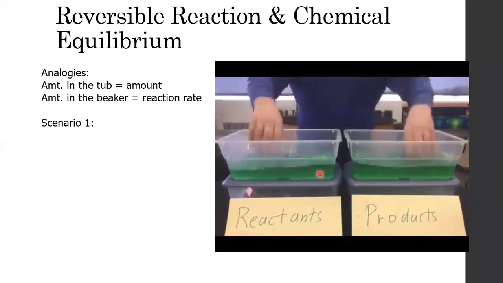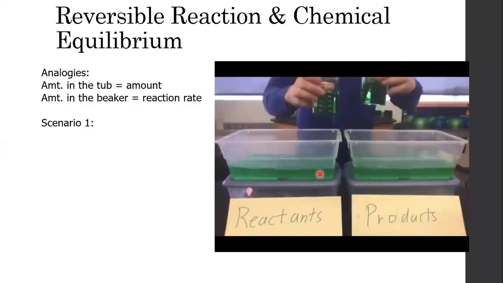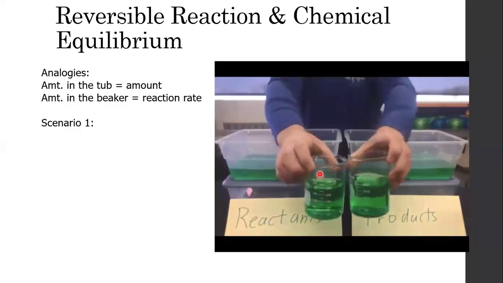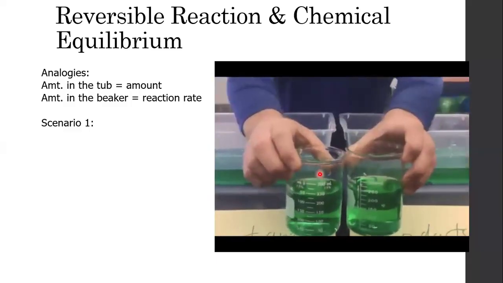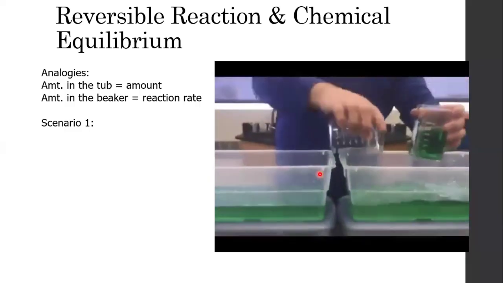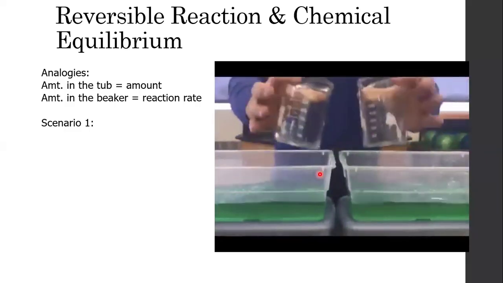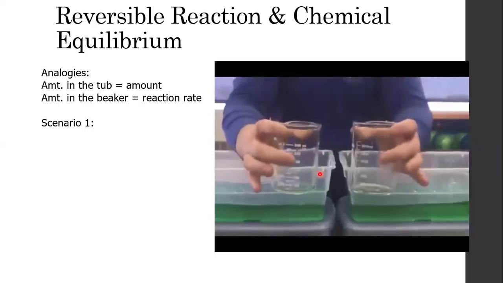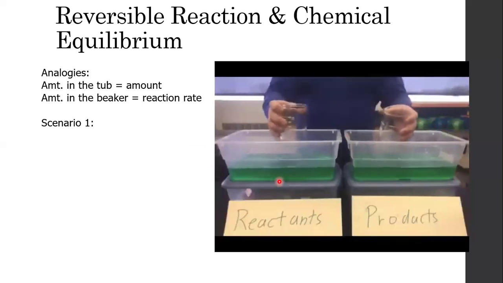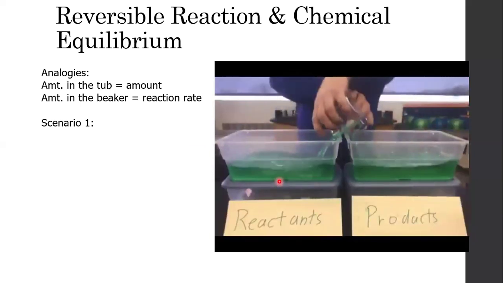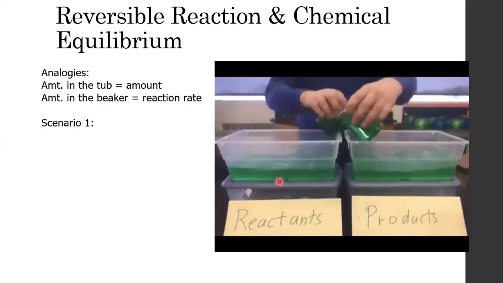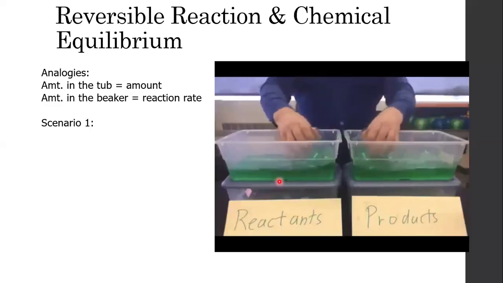up until, okay, let's wait for the close up there. Okay, up until we reach a point when the amounts of water in the beaker are already equal. Okay, so when that happens, when the rates of the forward and the reverse reactions are already equal, then we can say that the reversible reaction has already achieved equilibrium.